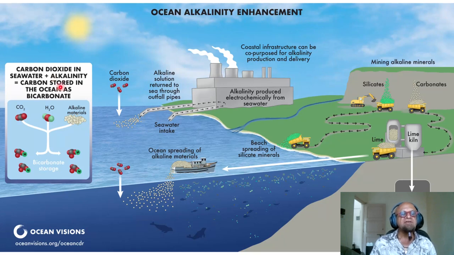So carbon dioxide in seawater plus alkalinity gives us carbon stored in the ocean as bicarbonate. Remember, calcium ions combine with bicarbonate to give us calcium carbonate, which has to be supersaturated at the surface so that calcium carbonate forming shells can survive. If it is undersaturated, not supersaturated, then they begin to dissolve, which is what ocean acidification is.